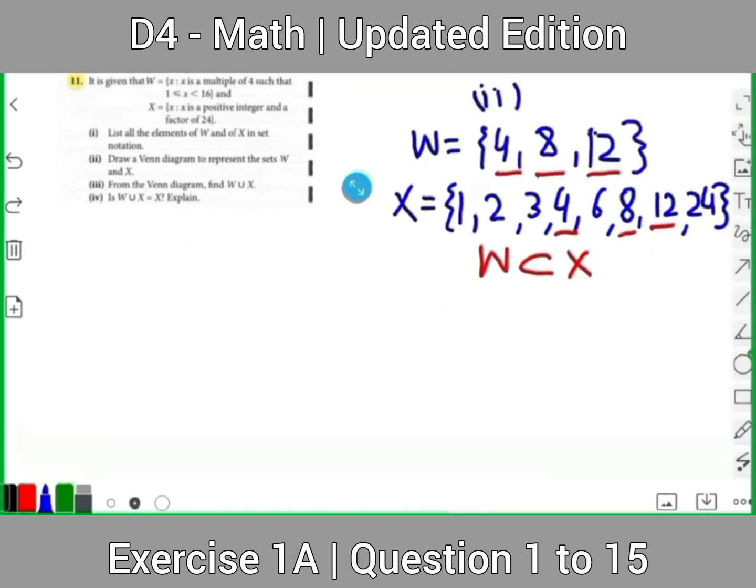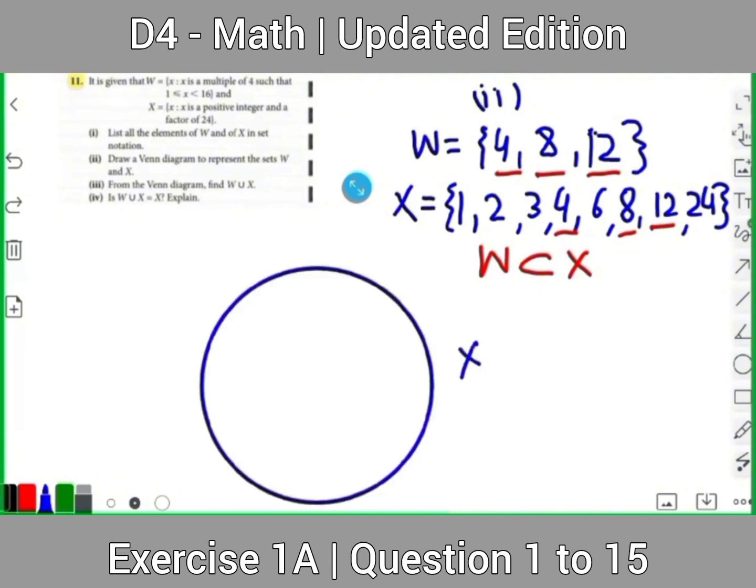Now we will mark the common elements. 4, 8, and 12 are the elements which are common to both the sets W and X. And W is a part of X, or in other words, W is a subset of X. So the Venn diagram will look like this. Here we have set X, and here we have set W inside somewhere in the set X. So this is the set W. The common elements are 4, 8, and 12.